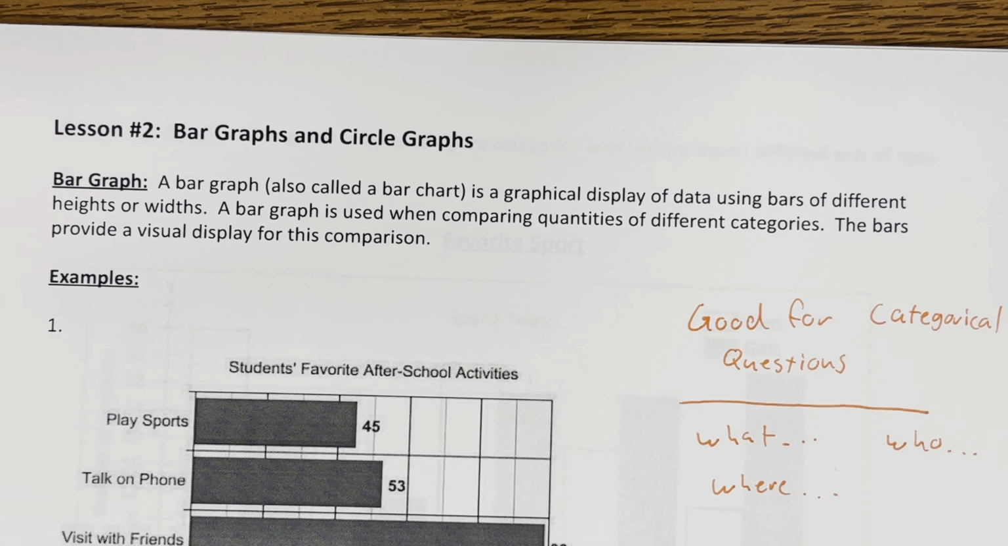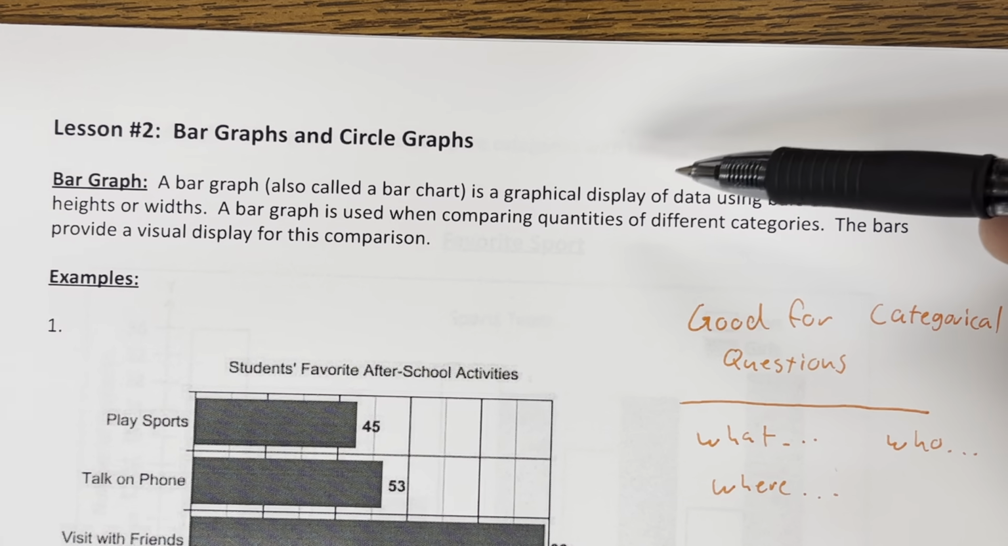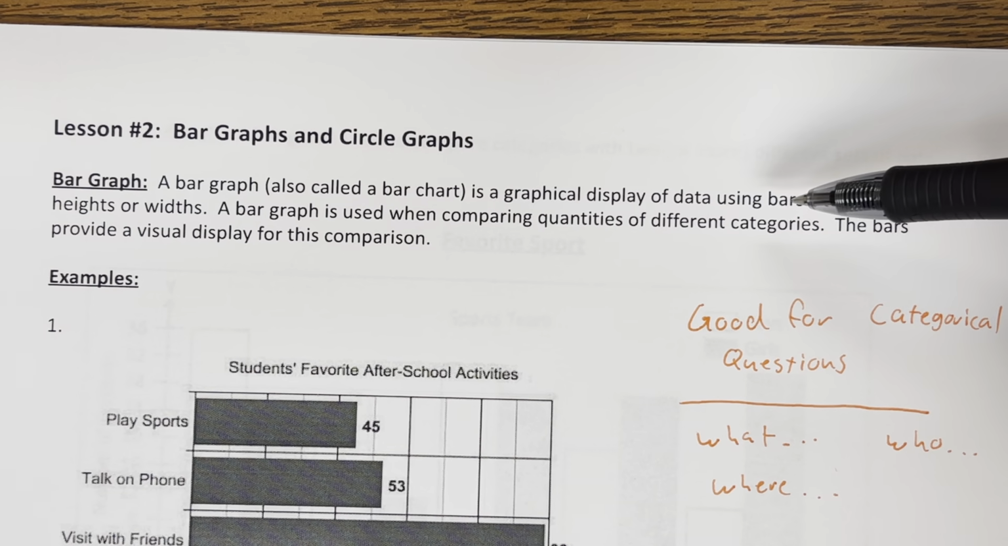First one we're going to look at is a bar graph, and it's also called a bar chart. It is a graphical display of data using bars of different heights or widths. The bar graph is used when we compare quantities or different categories. The bars provide a visual display for the comparison.